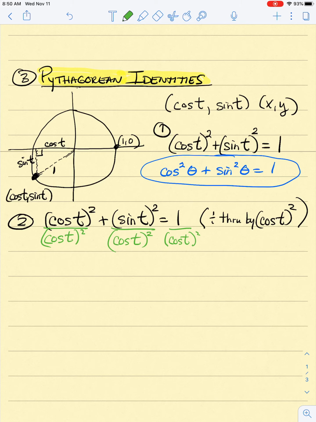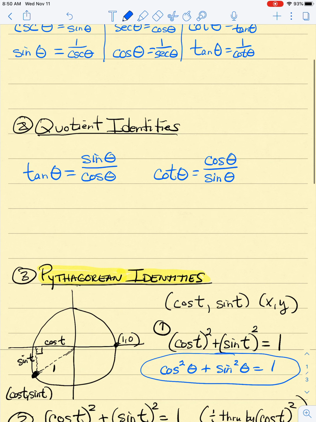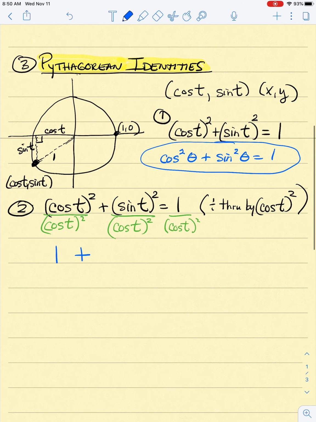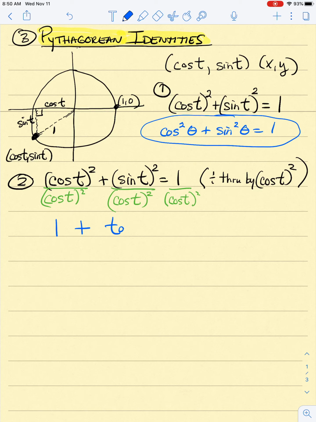Okay, so then we're going to end up with, if we divide through, cosine over cosine, well, that's just 1. Plus sine over cosine. Up here, sine over cosine is tangent. So this is going to be the tangent squared of t.